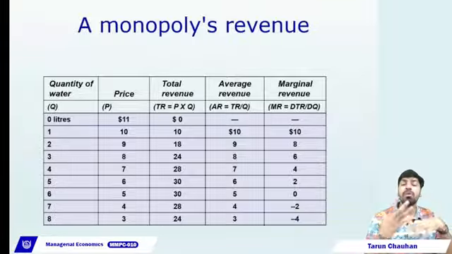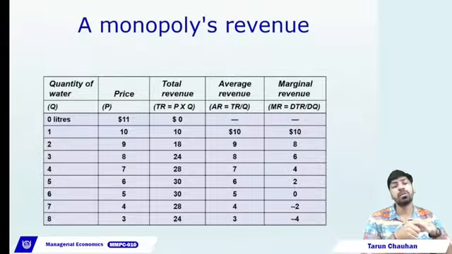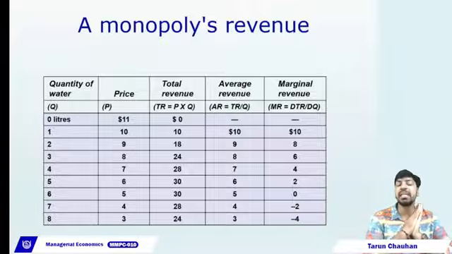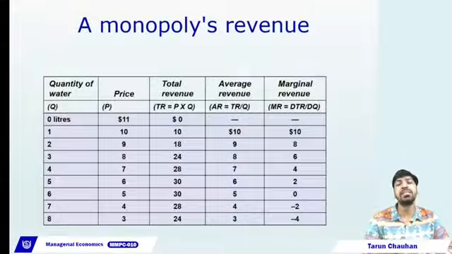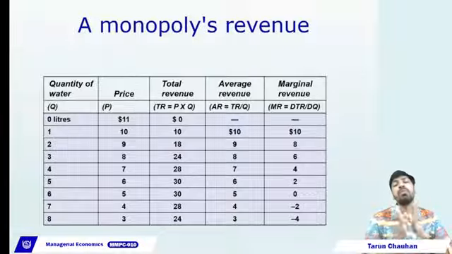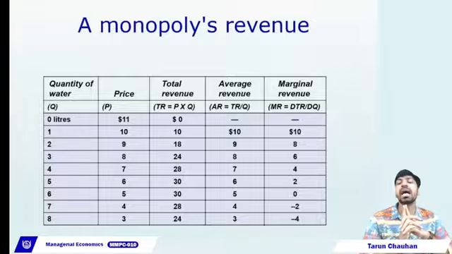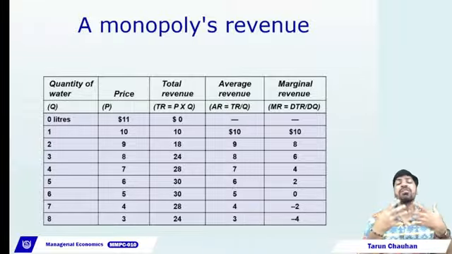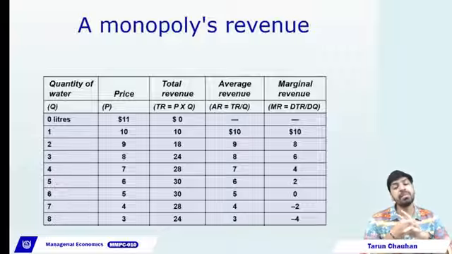So let's talk about how the revenue is earned under monopoly. The quantity has been given from 0 liters to 8 liters. The price has been given from 11 rupees to 3 rupees. The total revenue is calculated by the same formula, price into quantity. The average revenue is also calculated from total revenue and quantity, and the marginal revenue is delta TR by delta Q, where delta stands for change. So the price and quantity have been given, and the total revenue will easily be calculated.